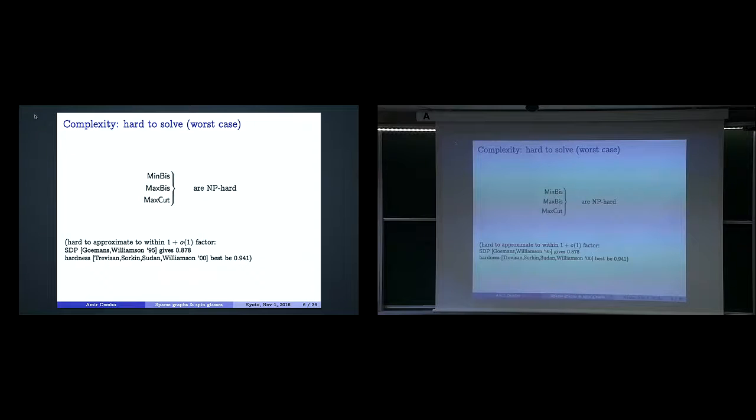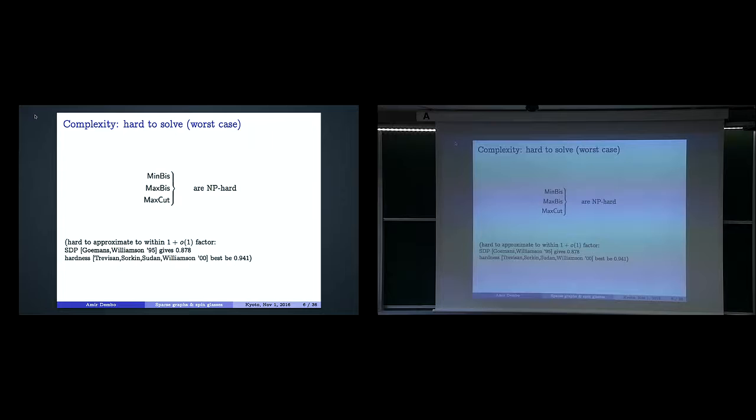Okay, so the complexity of these problems in the worst case: these problems are known to be hard to solve. So what does it mean that they are known to be hard to solve? They are what is called NP-hard. I mentioned in the first lecture the notion of NP-complete, which corresponds to decision problems, and the notion of NP-hard, which contains that. And in particular, not only is it hard to decide whether the number is bigger or smaller, it's also hard to approximate this number.